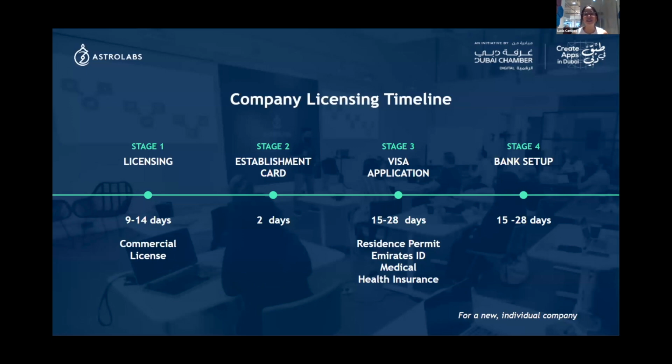So this is a step where Astrolabs also provides support because it can be a little bit tricky at times. We obviously provide support from beginning to end and then ongoing as you are a member and you're here with us. But definitely during the business setup process, the bank setup is something that we provide support with.